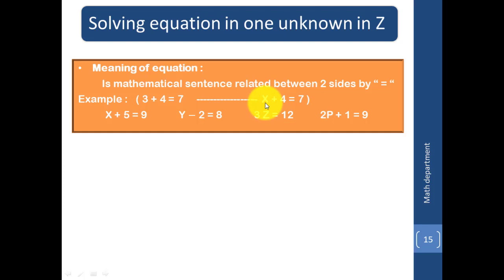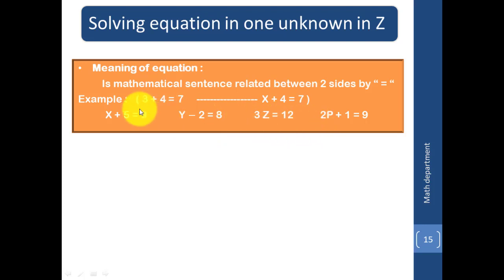X is called a variable. What's the meaning of variable? A variable is an unknown value represented by any letter, like x, y, z, p, any letter as you like.